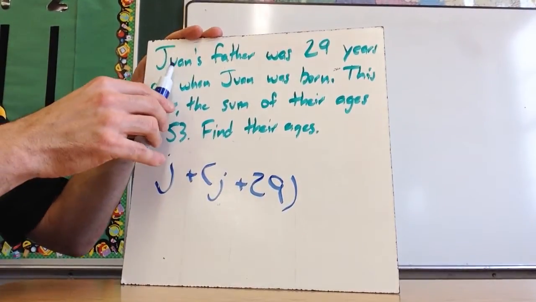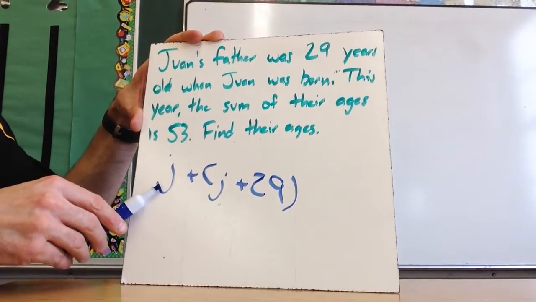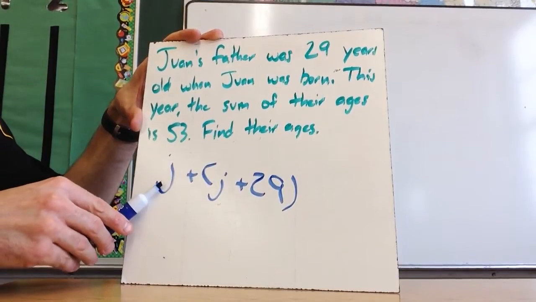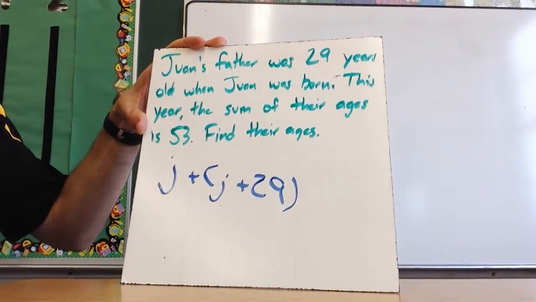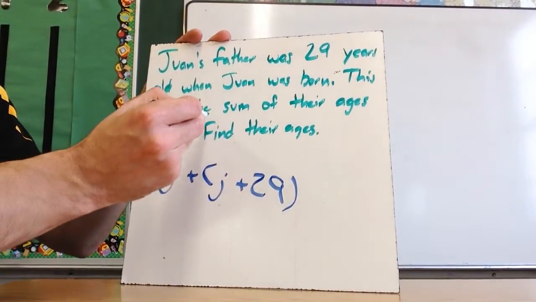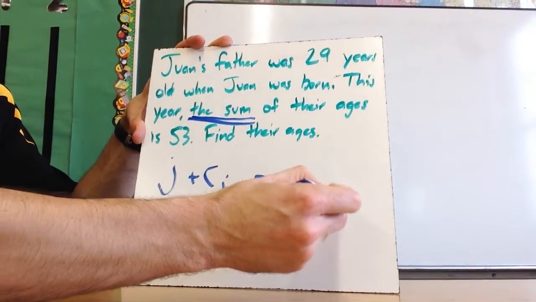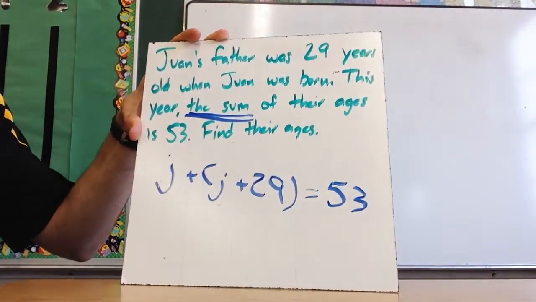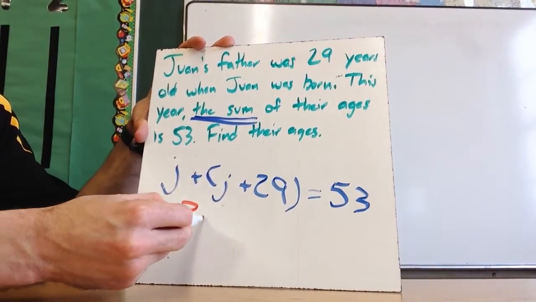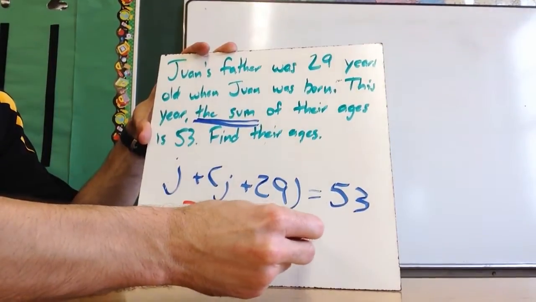So for example, if Juan's dad was 29 years old when Juan was born, when Juan was 0, his dad was 29. When Juan turned 1, his dad would be 1 plus 29, right? It would be 30. And you kind of keep going on. So now I know that the sum of their ages, which means I'm adding their ages, equals 53. Now, to solve this problem, I need to combine the like terms. So I'm going to combine the j's. 2j plus 29 equals 53.